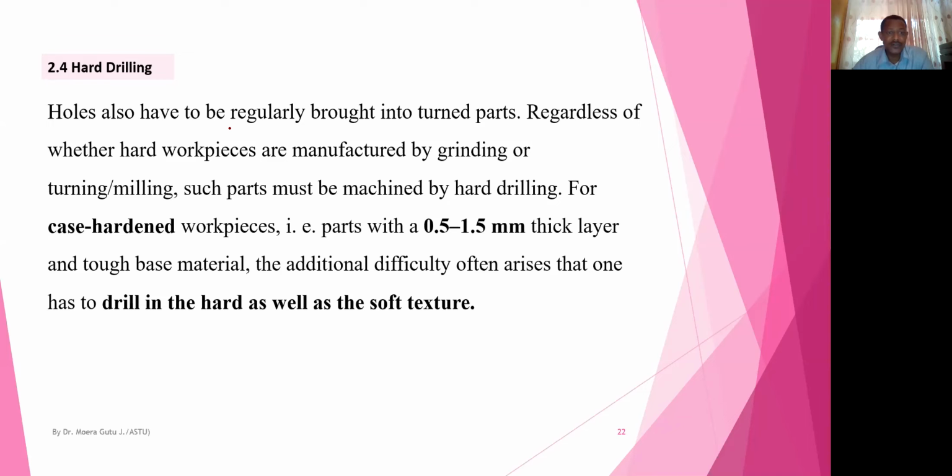Holes also have to be regularly brought into turned parts. Means the holes should be smooth, regardless of whether the hard workpieces are manufactured by grinding, turning, or milling. Such parts must be machined by the hard drilling process. For the case of hardened workpiece parts, layers 0.5 up to 1.5 millimeter thick and tough base materials can be observed. An additional difficulty often arises in that one has to drill in both hard as well as soft textures.